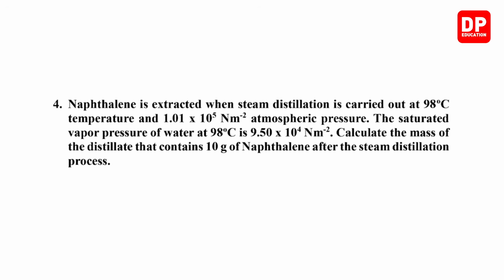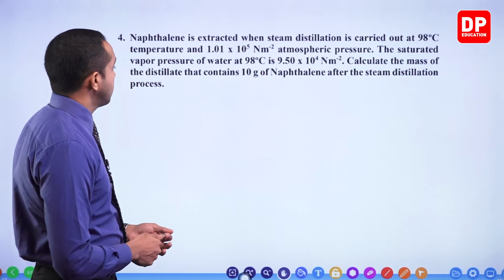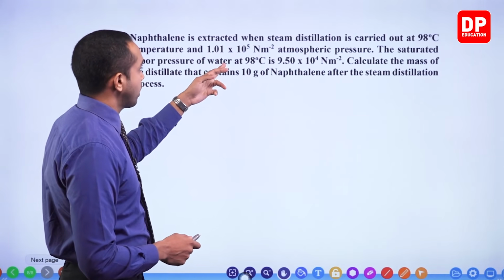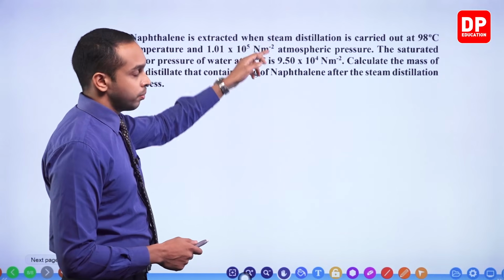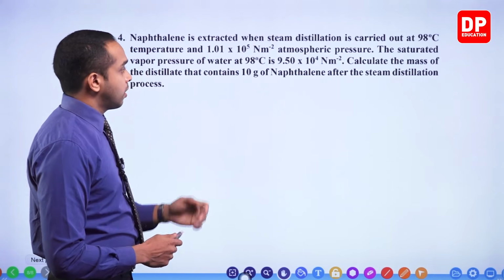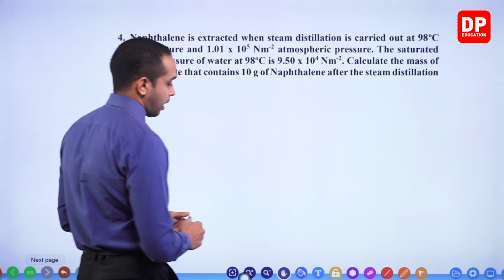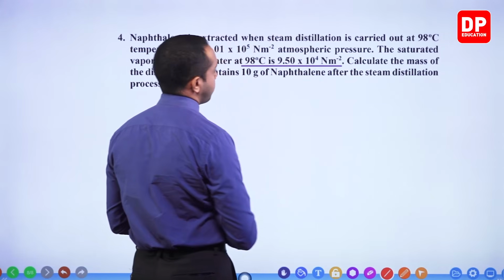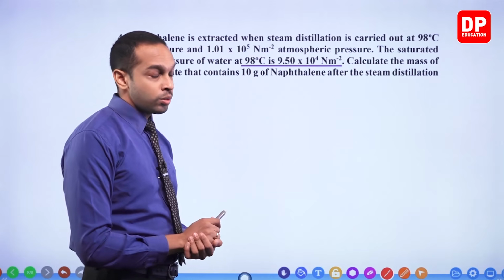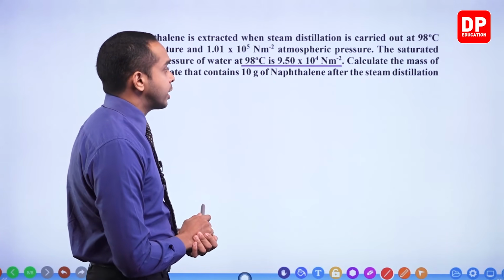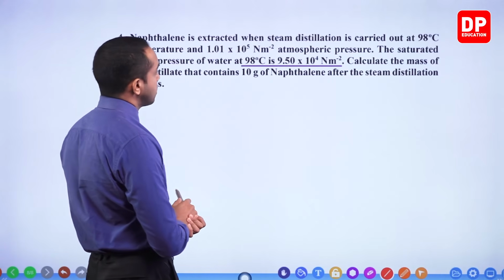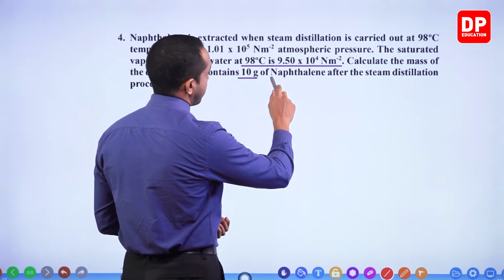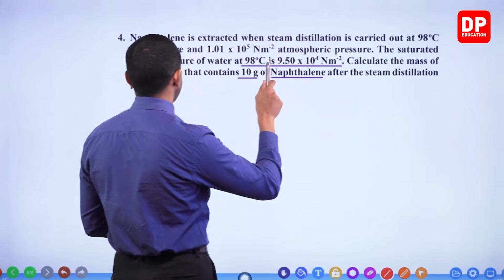And now we are at the fourth question. It says naphthalene is extracted when steam distillation is carried out at 98 degrees Celsius temperature and 1.01 × 10^5 newton per meter squared atmospheric pressure. The saturated vapor pressure of water at 98 degrees Celsius is 9.50 × 10^4 newtons per meter squared. Calculate the mass of the distillate that contains 10 grams of naphthalene after steam distillation process.